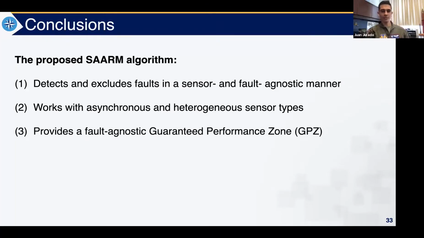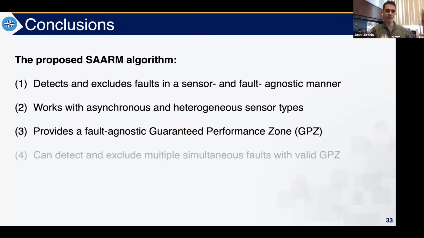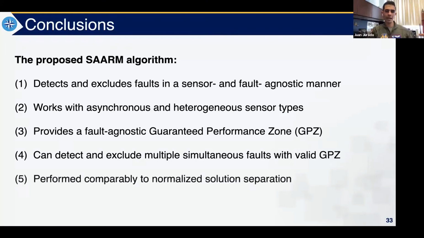It provides this idea of the GPZ, the fault-agnostic integrity, which is the guaranteed performance, guaranteed position zone, actually. So that's a typo there. And then it can detect and exclude the faults, so that the GPZ is valid regardless of the fault exclusion or detection status. And it compares well enough to solution separation, right? When there's a bias, solution separation is still the state of the art there.